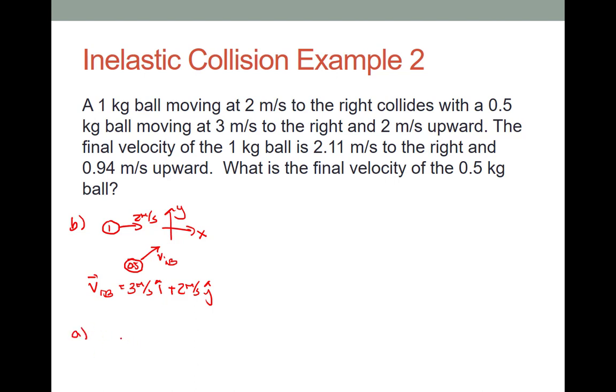After the collision, the 1 kilogram ball is moving off at an angle. I'm going to call this V final A. And I can write that V final A equals 2.11 meters per second i hat plus 0.94 meters per second j hat, because that's given in the problem. The 0.5 is also moving at an angle, and I'm just going to call that V final B, and that's what we want to find.